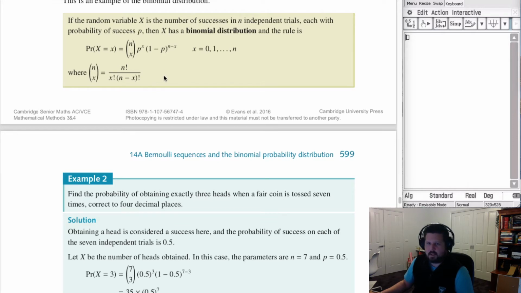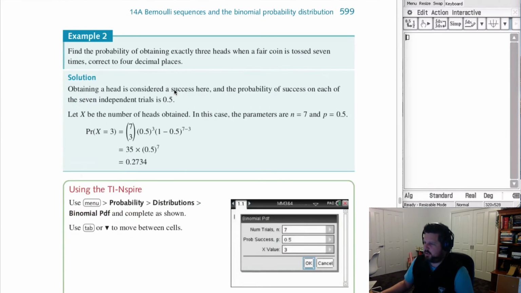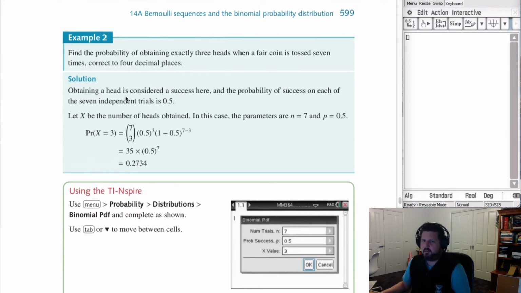So let's have a look at how this gets put into action here. It says, find the probability of obtaining exactly 3 heads when a fair coin is tossed 7 times, correct to 4 decimal places. So what you need to know here is obtaining a head is considered a success, and the probability of success in each of those 7 independent trials is 0.5. You've got half a chance of getting heads, half a chance of getting tails. So the probability of success, or p, is 0.5.